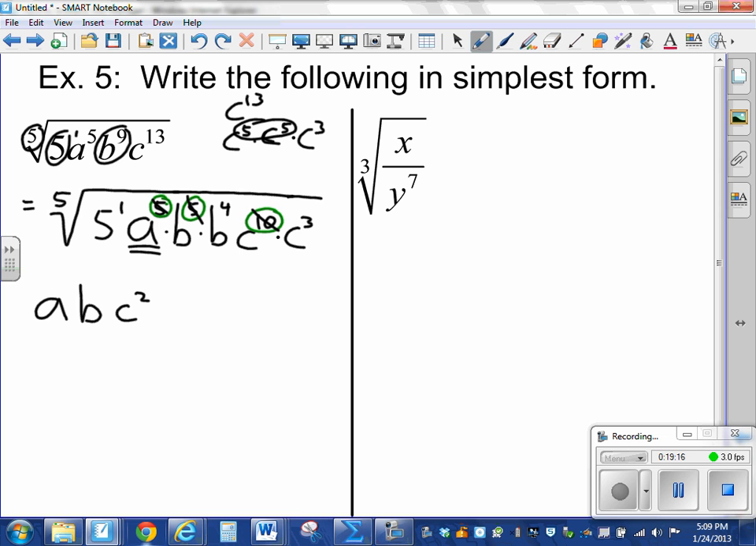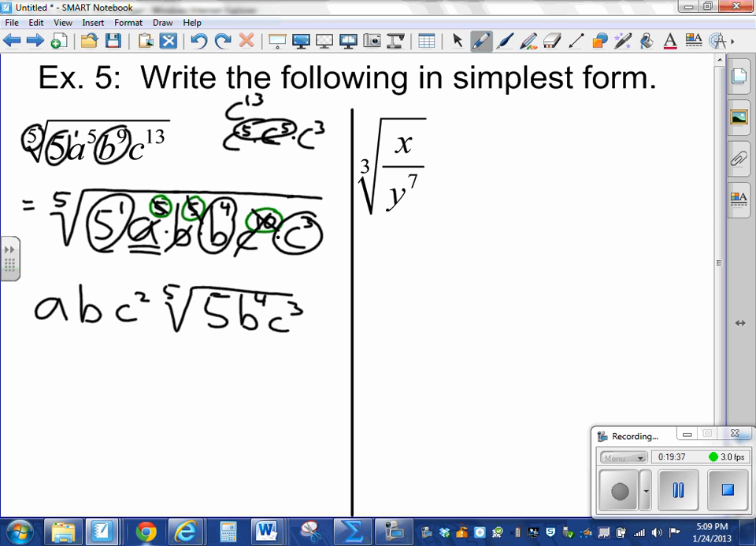All right, so the a, the b, and the c are all outside of the radical now. Everything else gets put back inside, so it's going to be 5, which is this 5 right here, b to the 4th, and c to the 3rd. Yeah, fix that 5. There you go. And that's it. There's no denominator, so you don't have to rationalize anything. We applied all the properties that we could. Yeah, so that's it. It's simplest form.